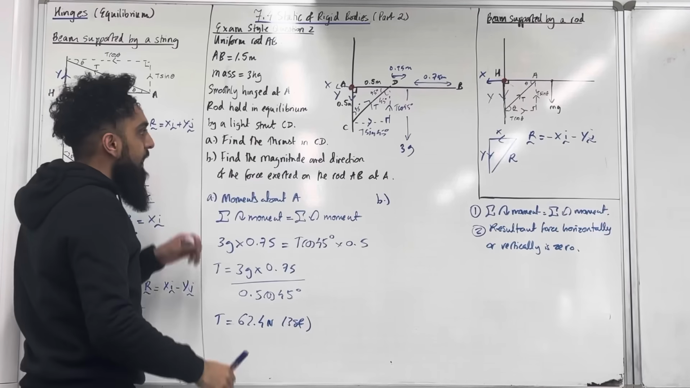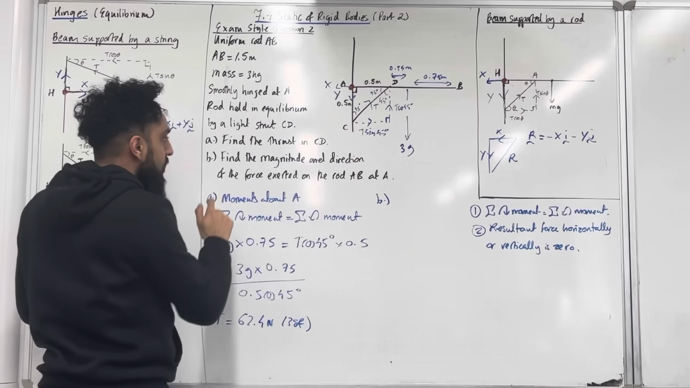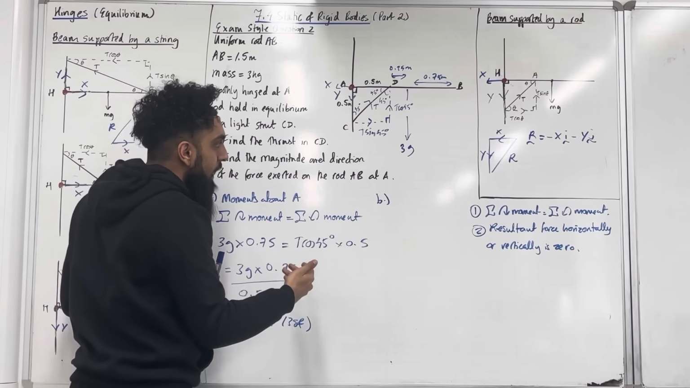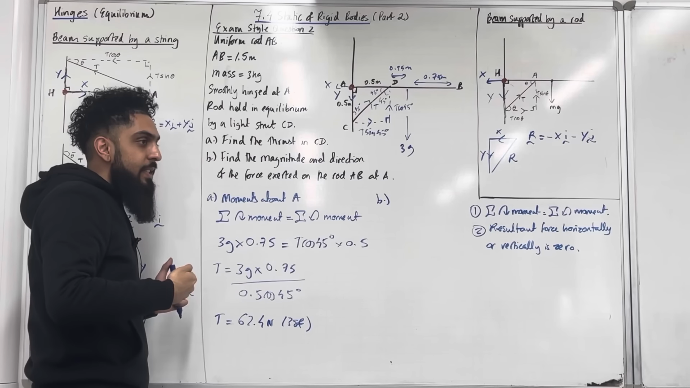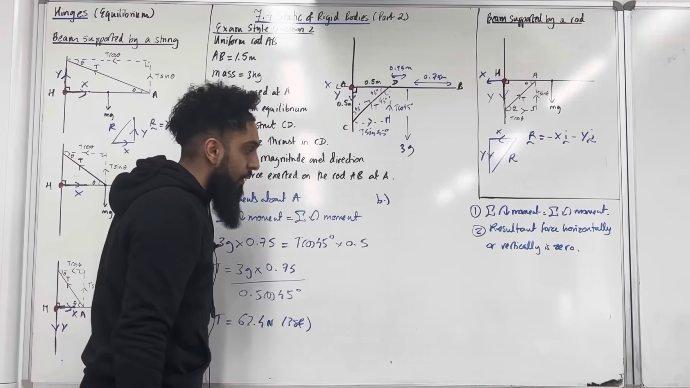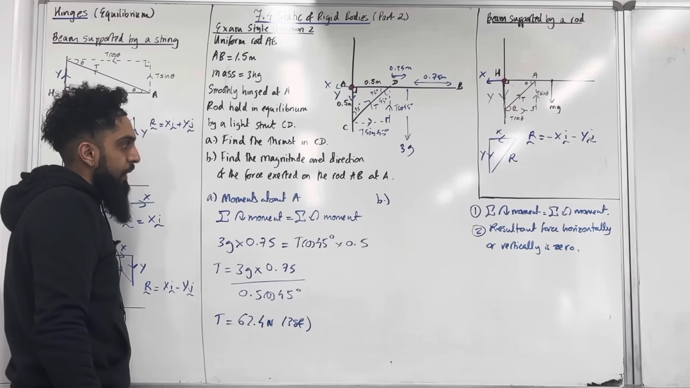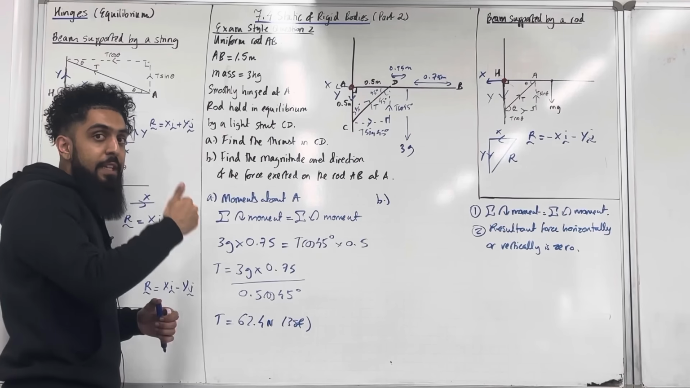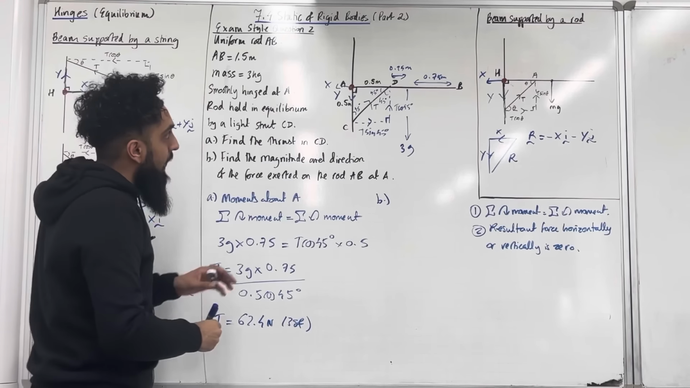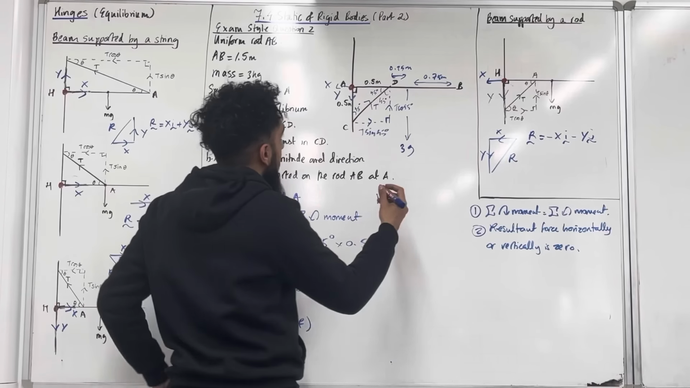So in part B, it says find the magnitude and direction of the force exerted on the rod AB at A. In other words, the force exerted by the hinge on the rod AB. So we can form a right angle triangle to represent the resultant reaction released by the hinge on the rod. Okay, so we've got these components. Let's form a right angle triangle.